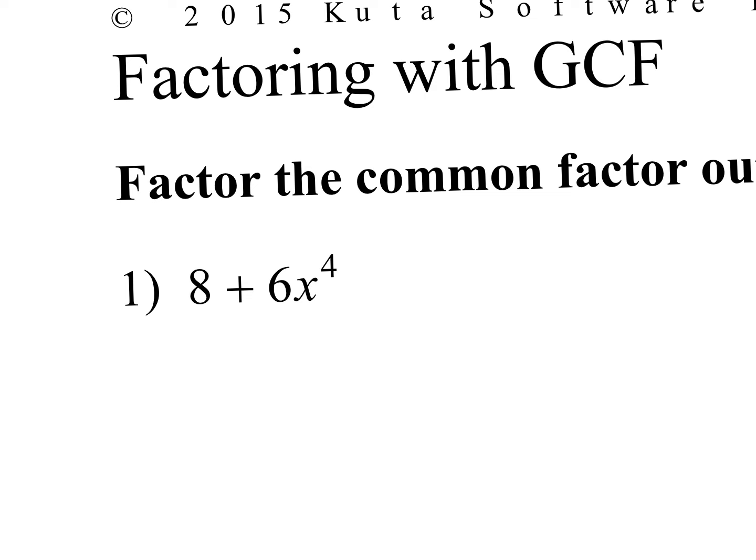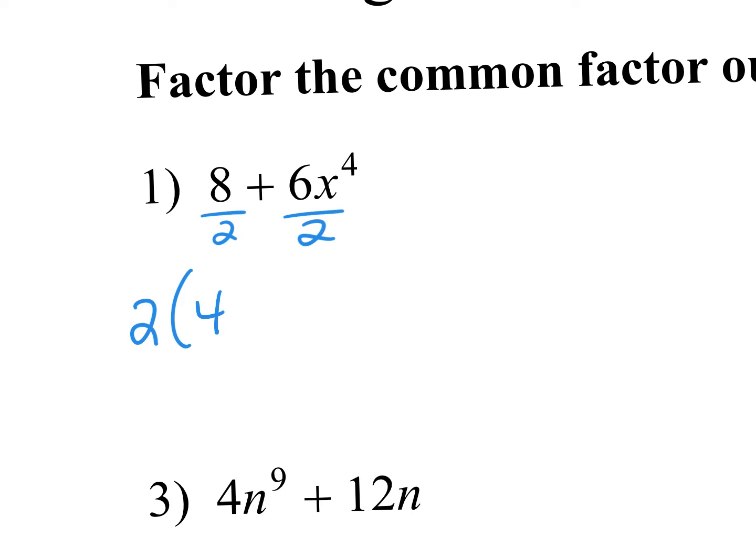What do you notice? What can you take out of both 8 and 6x to the 4th? 2. You can take out a 2. You can divide out a 2. Guys, that 2 is not going anywhere. You're just moving it from one place in the expression to another. So I'm going to rewrite that 2 out in front. And then I'm going to do the division. 8 divided by 2 is 4, plus 6 divided by 2 is 3x to the 4th. That's all we're doing right now, is just identifying and taking out all of the common factors.